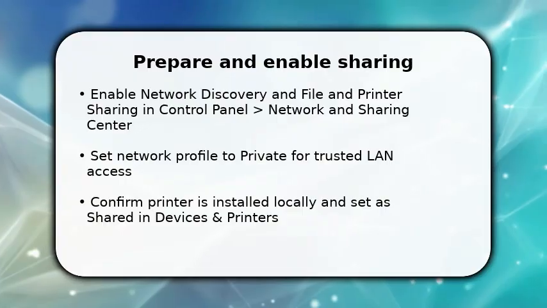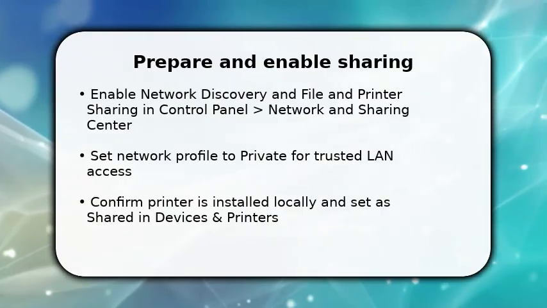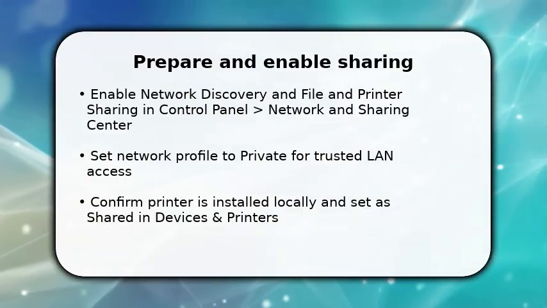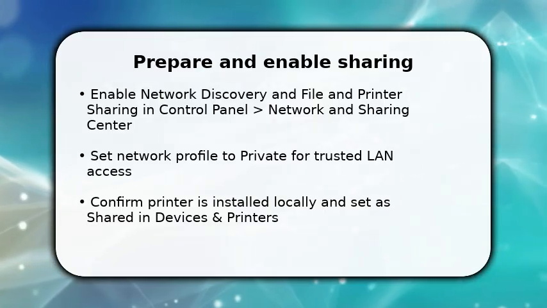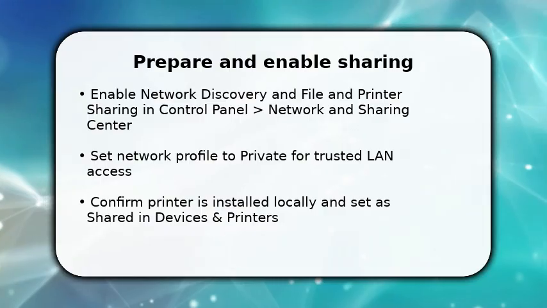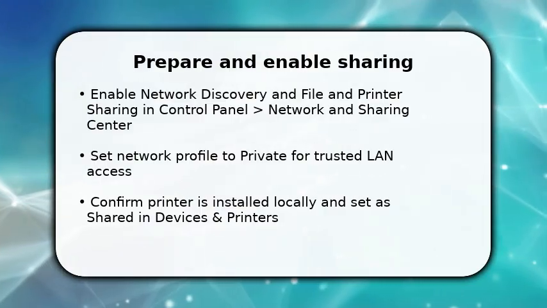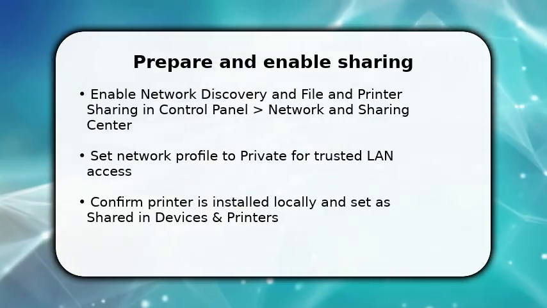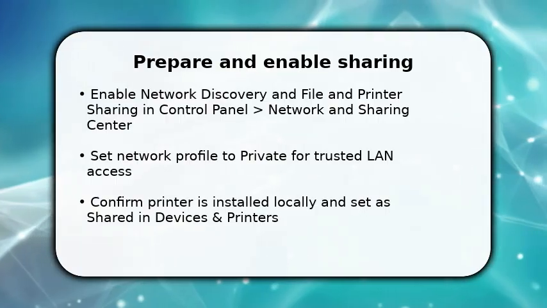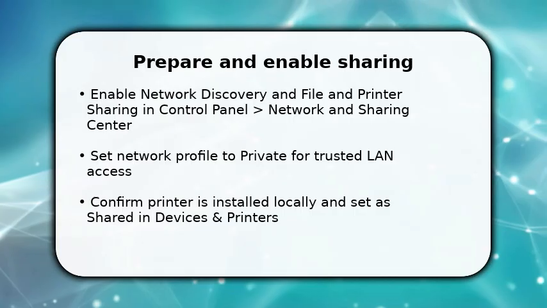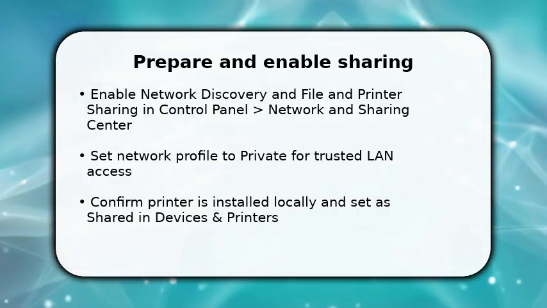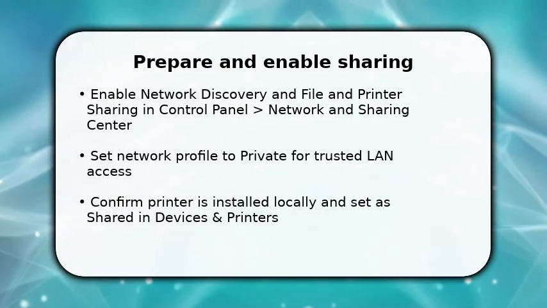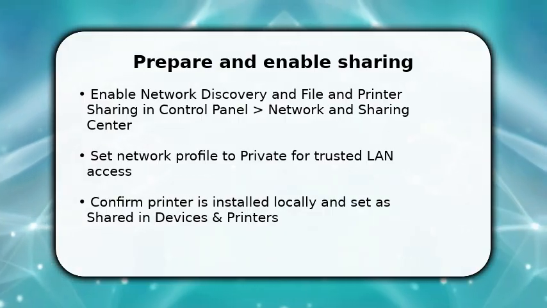You start by enabling the exact services Windows needs to advertise the printer. Open Network and Sharing Center, set the network to private, then turn on network discovery and file and printer sharing. Once done, open Devices and Printers, right-click the printer, choose Printer Properties and enable sharing. Make sure to give the share a simple name. This prevents name resolution issues and lets other machines find the shared queue on the network quickly.